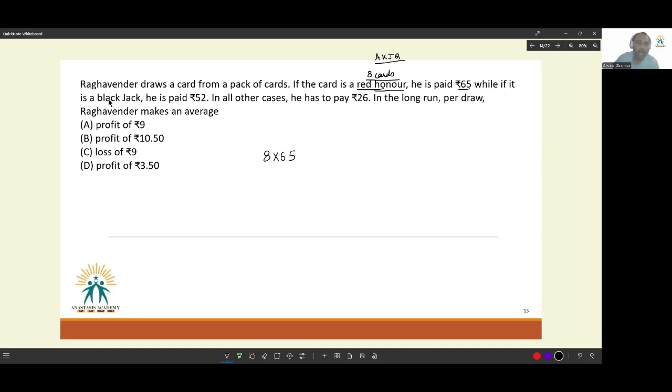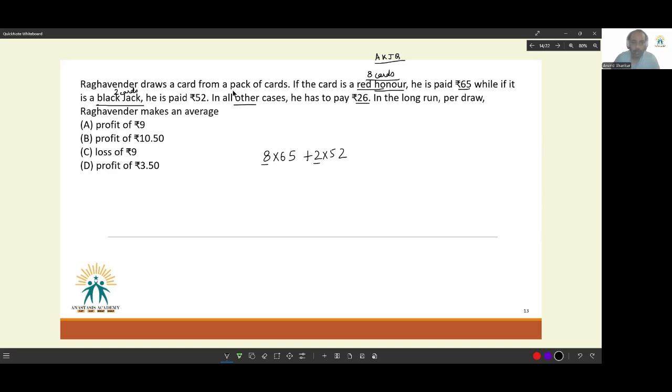While if it is a blackjack, now, black, there are two suits. There is clubs and there is spades. So these are 2 cards being referenced here. 2 into 52. His earning is this much. In all other cases, he has to pay 26. Pay attention. For 8 cards, he earns 65. For 2 cards, he earns 52. 10 cards are taken care of.